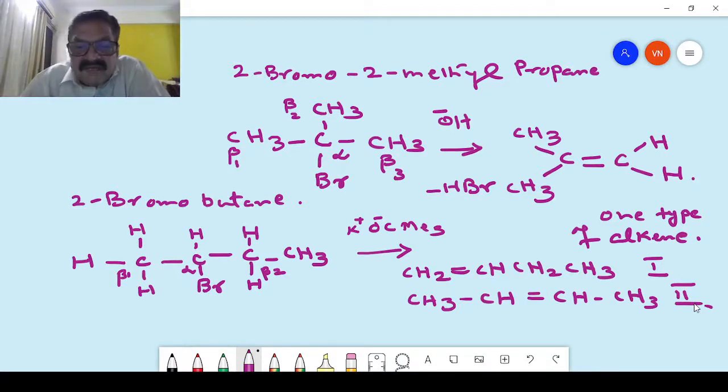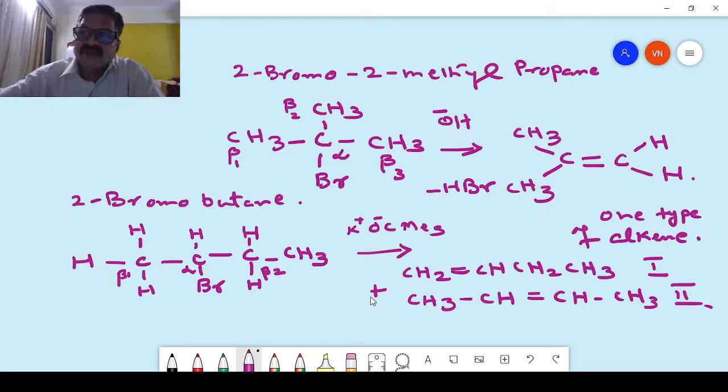That is, the first one is CH2=CH-CH2-CH3, and the other one is CH3-CH=CH-CH3. The first alkene is formed by elimination from the alpha and beta 1 carbons. In the second alkene, the elimination takes place from alpha and beta 2, that is the beta 2 carbon here. So two different types of alkenes can be formed here. Which will predominate? We will examine later.